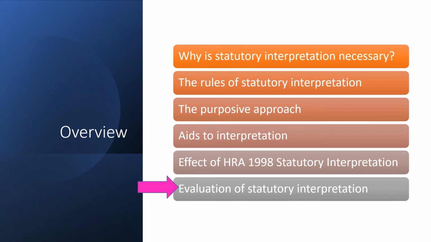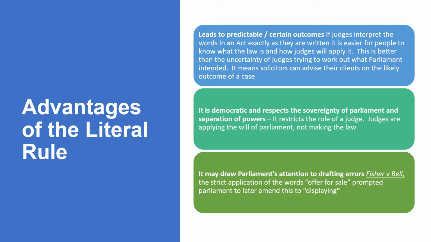We're now going to focus on the evaluation. So we're going to look at some key advantages and disadvantages of the literal rule, the golden rule, the mischief rule, and of course the purposive approach. So remember, when outlining some advantages, we need to try as much as possible to use the PEE method. So give a point, explain it, give an example, or give a point, give an example, and explain how that example proves your point. So in terms of the literal rule, remember this is where we give the dictionary definition to a word or the literal ordinary everyday meaning.